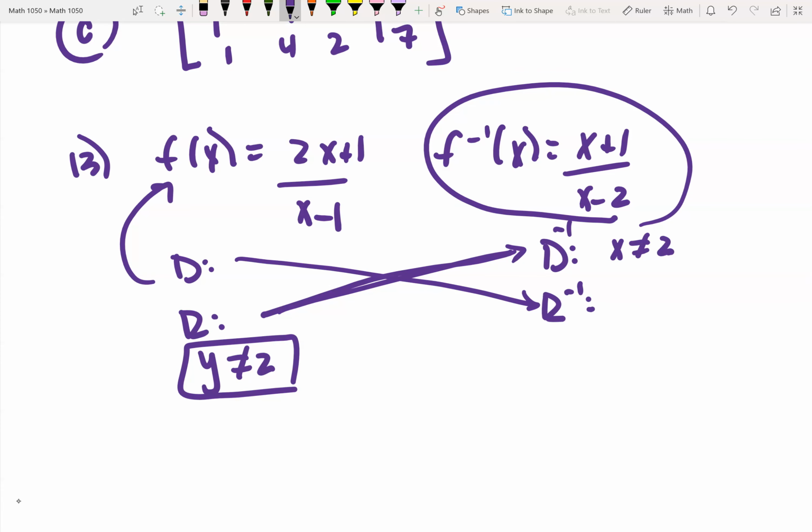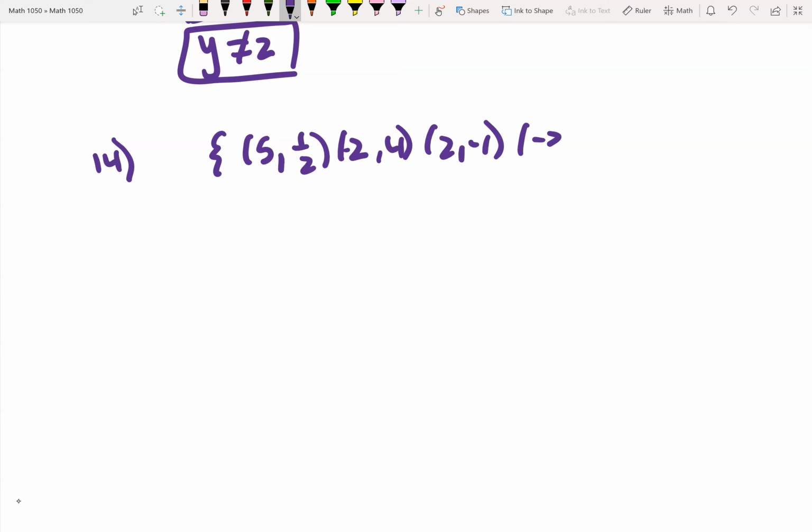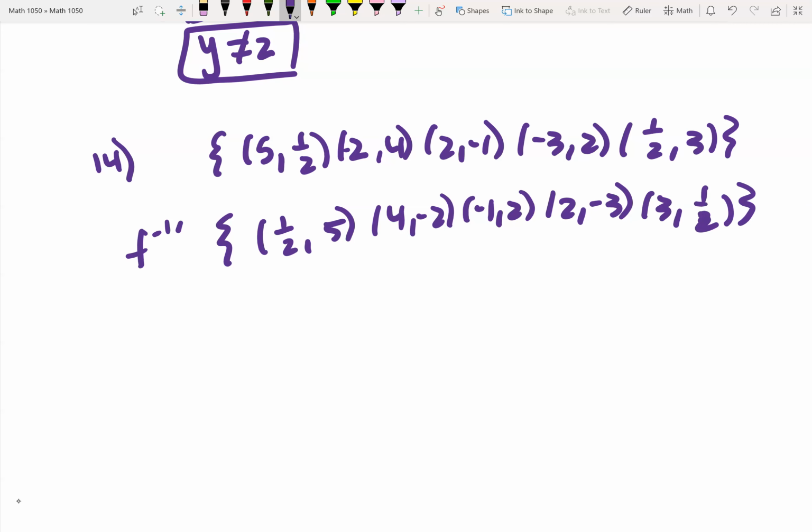That's it. Okay, number 14. So 14 is super easy. I would love it if this was on your test. They give you this set, and they ask you for f inverse of 2. Just so you guys understand, the inverse is 1/2, 5, 4, negative 2, negative 1, 2, 2, negative 3, and 3, 1/2. That would be the inverse.